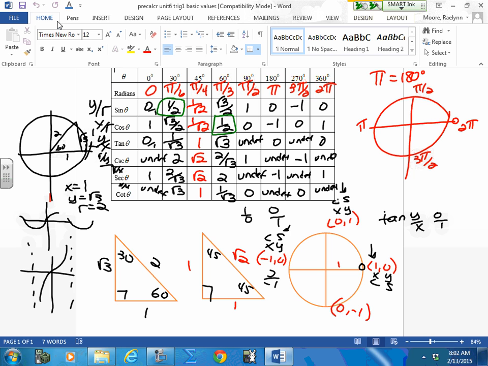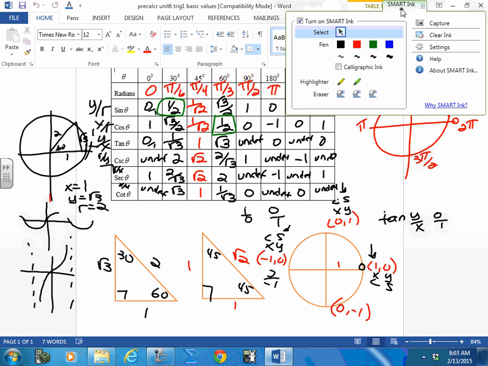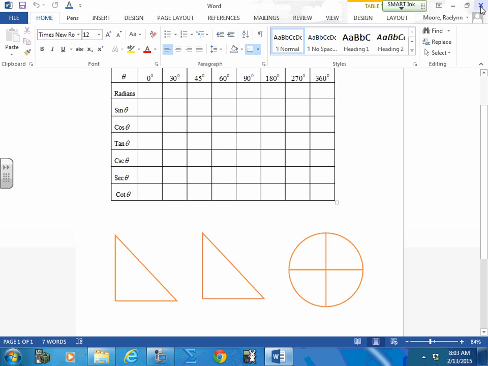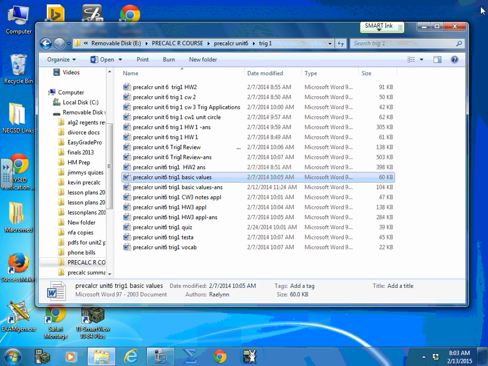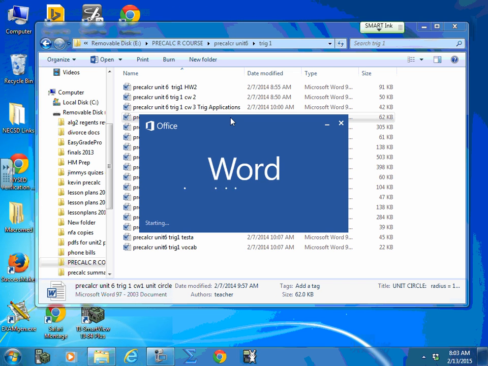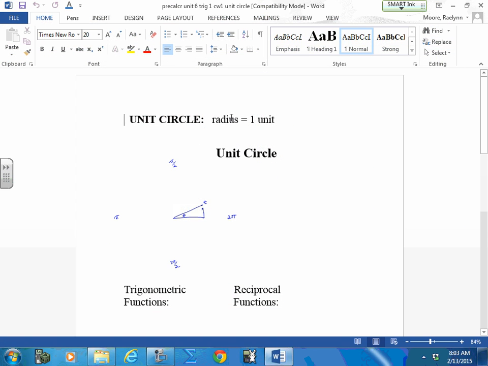Okay. Now, where do we use this? We use this in a lot of different ways. Now save that because it's good to come back to that. Because when you're doing homework and stuff, you kind of have it right there with you, right at your fingertips.